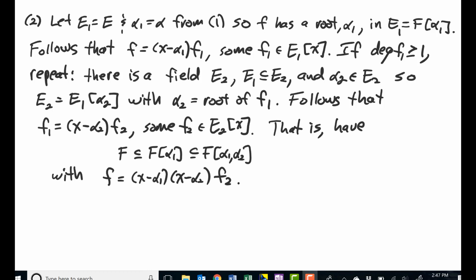Now, of course, the degree of f2 is going to be 2 lower than the degree of f. If the degree of f2 is still bigger than or equal to 1, we'll just keep repeating. And each time it's going to knock down the degree by 1. So the procedure will eventually get us down to a constant polynomial. So here's what we get.